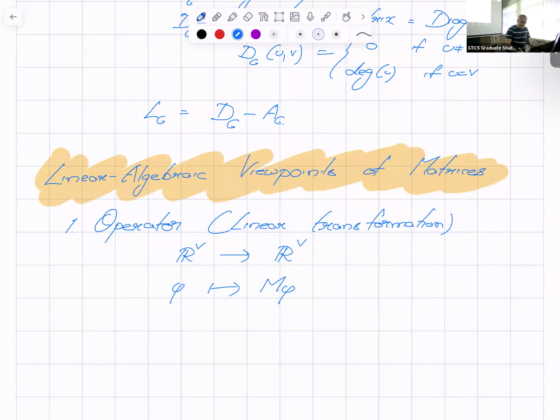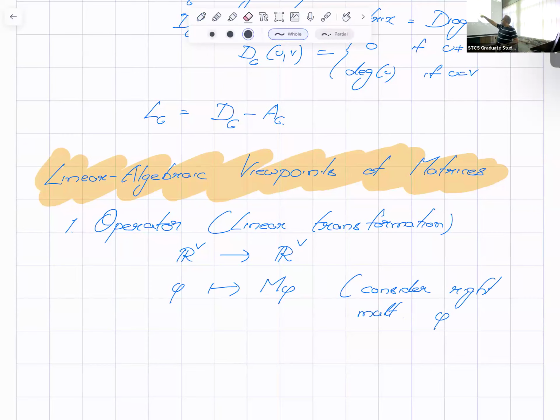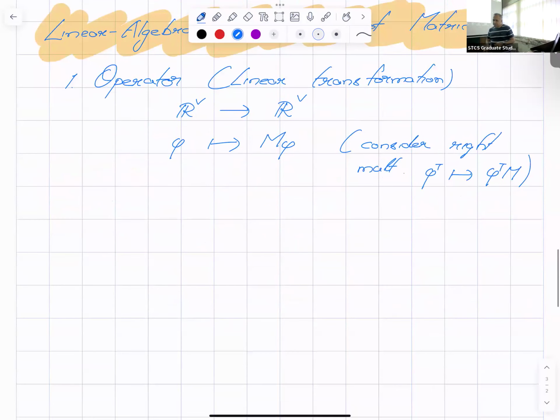This, of course, is multiplication on this side. We could also consider right multiplication and look at the other direction. That is phi going to M phi, where phi is a column vector and the matrix is multiplying the column vector. It could be a row vector, in which case the transpose is going to get mapped to phi transpose M. We can do this also, and we will consider both these, especially when we are doing random walks. We'll consider both types of multiplication. Matrices will have both these viewpoints.